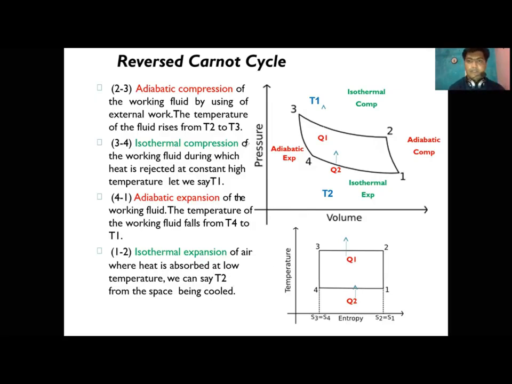Here are some changes in the diagram. This is 1, this is 2, and this is 3, this is 1. Okay. 2 to 3 is adiabatic compression.